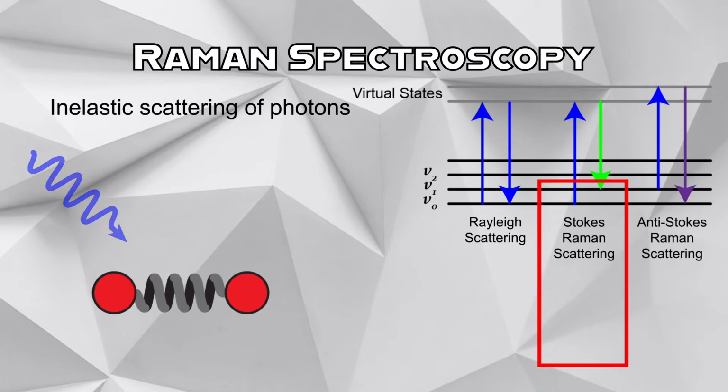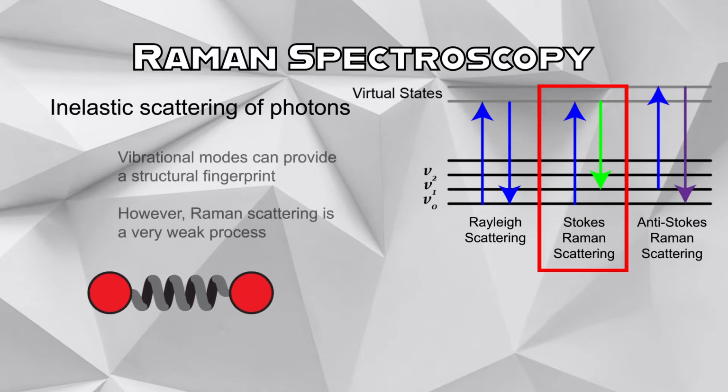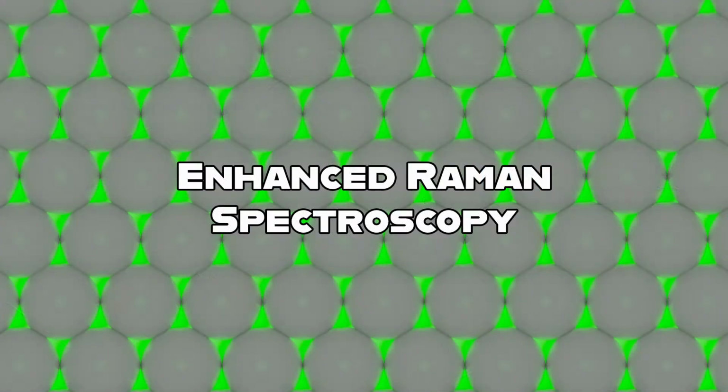A Raman spectrum that results from Stokes Raman scattering can provide a highly sensitive vibrational fingerprint of a molecule's or material's structure. However, Raman scattering is a very weak process. Only about 1 in 10 million incident photons are scattered inelastically. In order to obtain a Raman spectrum of a molecular monolayer, it becomes necessary to use enhanced Raman spectroscopy.